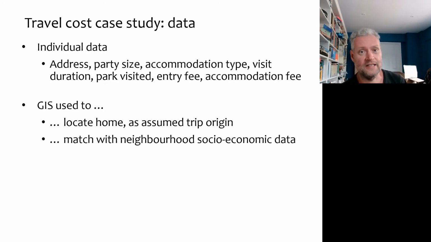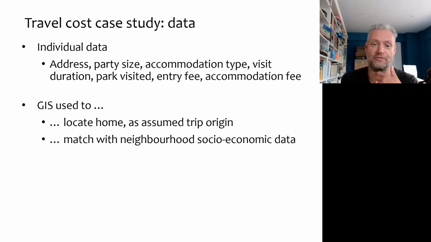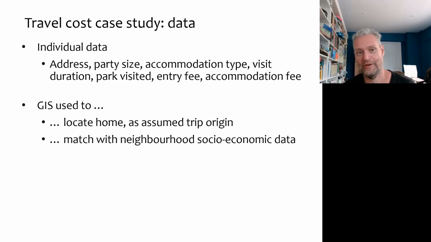Data on the address, where people lived, on the size of the party, accommodation type, visit duration, park visited, entry fee, accommodation fees, a lot of data. And then they use the geographic information system to work out two things. One, travel distance, and second, they started adding neighborhood socioeconomic data.